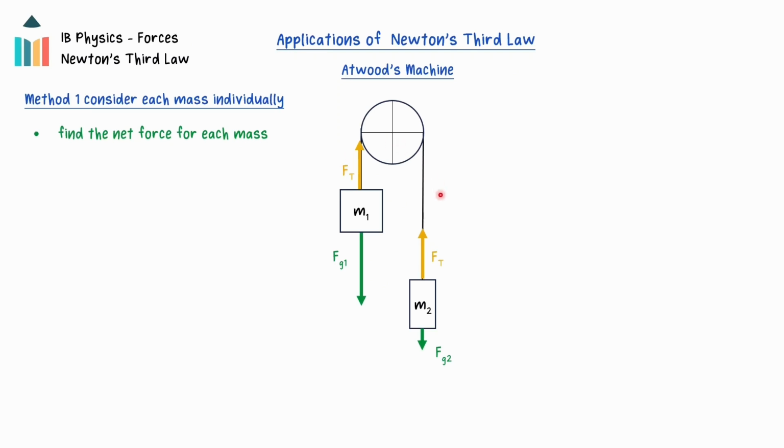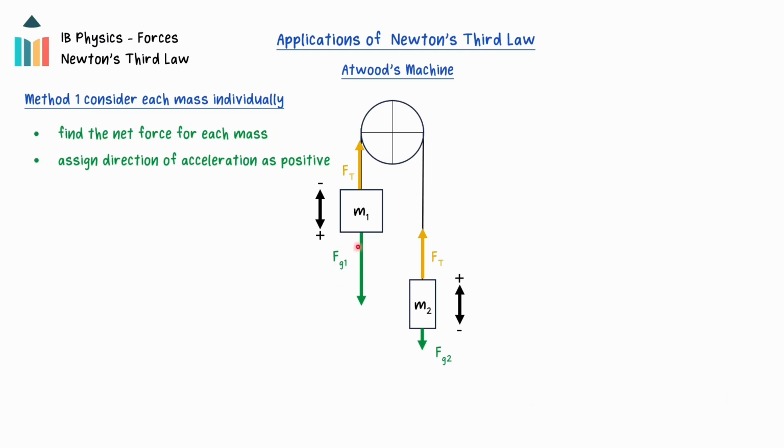Mass 1 pulls on mass 2 with a force of tension, and mass 2 pulls on mass 1 with an equal magnitude force. We have to be careful with our vector directions here due to the pulley. When one mass moves up, the other mass will be moving down, so our vector directions need to take this into account. A good rule of thumb is to assign the positive direction to the direction of acceleration.